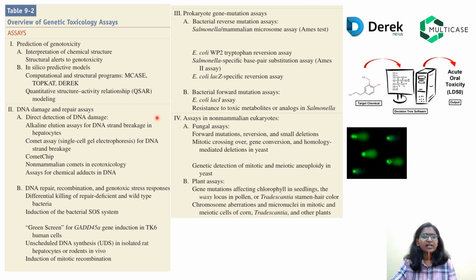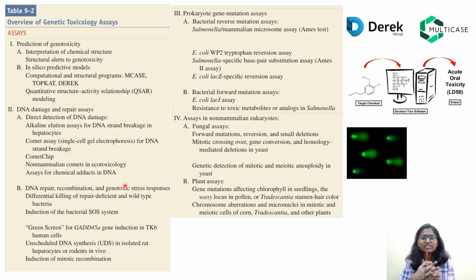Next we have DNA damage and repair assays. Under this, what are the assays we will see? A and B are there: direct detection of DNA damage, and DNA repair, recombination, and genotoxic stress response. So we'll see what we have. Under direct DNA damage, we have the alkaline elution assay for DNA strand breakage in hepatocytes, in liver cells. Comet assay, single cell gel electrophoresis for DNA strand breakage. Comet chip, non-mammalian comets in ecotoxicology, and assays for chemical adducts in DNA.